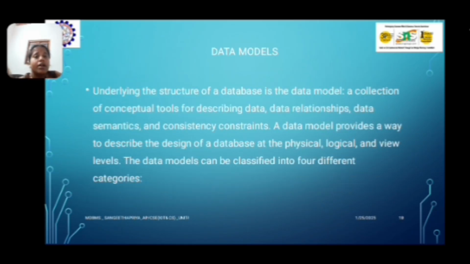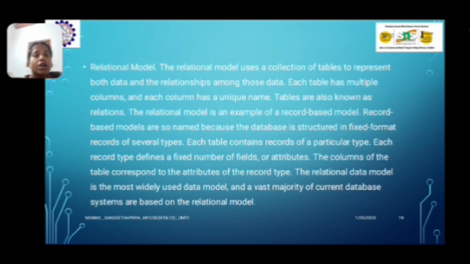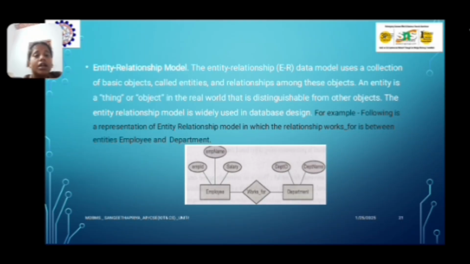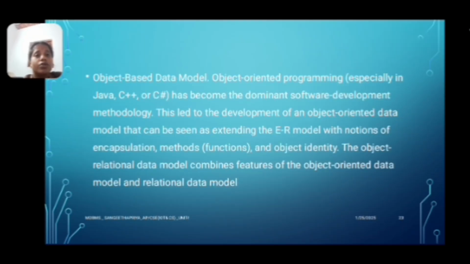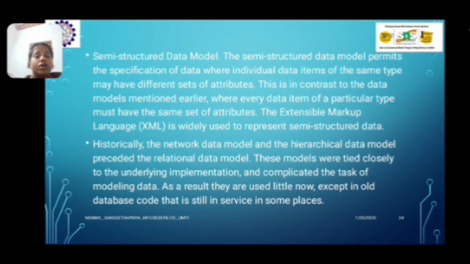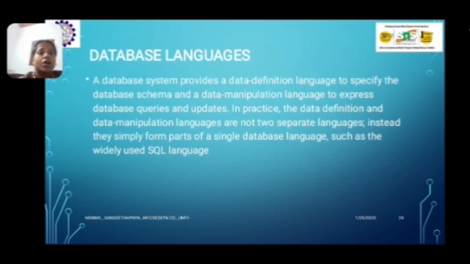Data model. Underlying the structure of the database is the data model, a collection of conceptual tools for describing data, data relationships, data semantics, and consistency constraints. A data model provides a way to describe the design of the database at the physical, logical, and view levels. The data models can be classified into four different categories. First one is the relational model. Second one is the entity-relationship model. Third one is the object-based data model. Fourth one is the semi-structured data model. These are all the four types that we can explain.